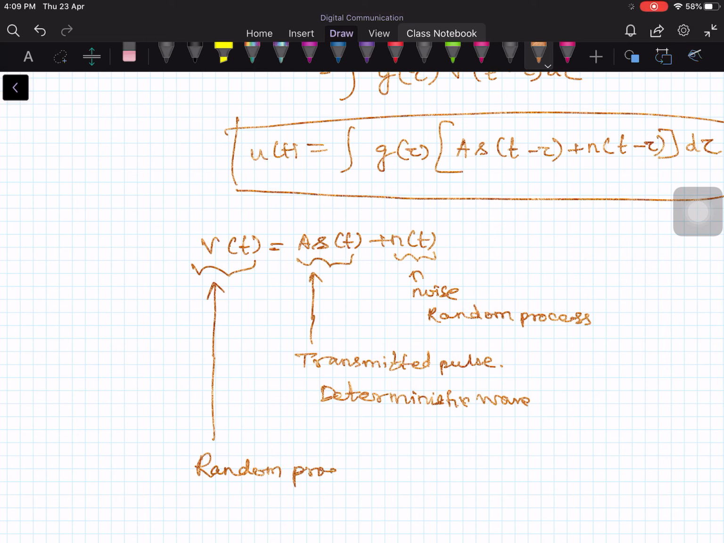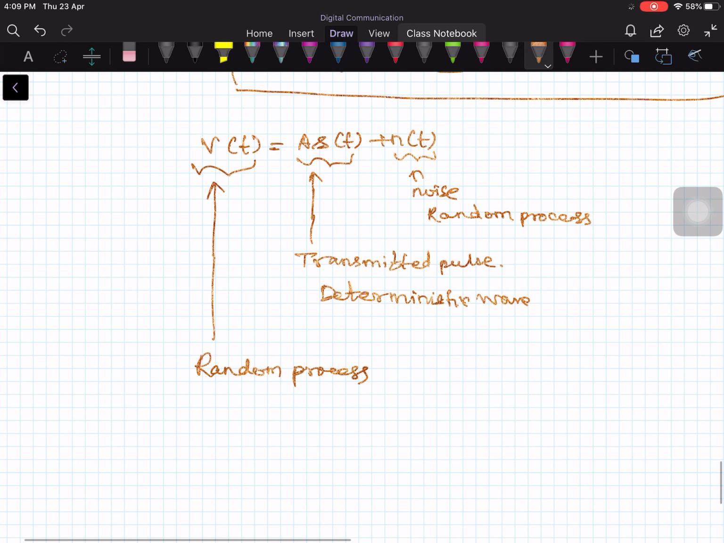Let me call it a random process. If the input is a random process, then the output is also a random process. v of t is the input, and u of t is the output. This is going to be a random process. Once you have the random process, how do you characterize it?